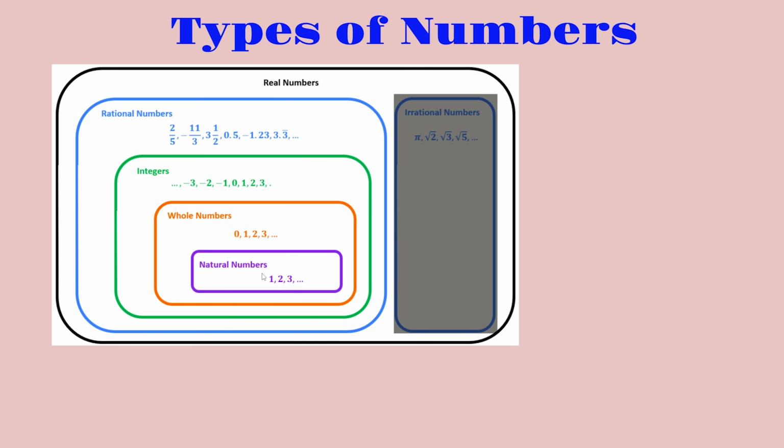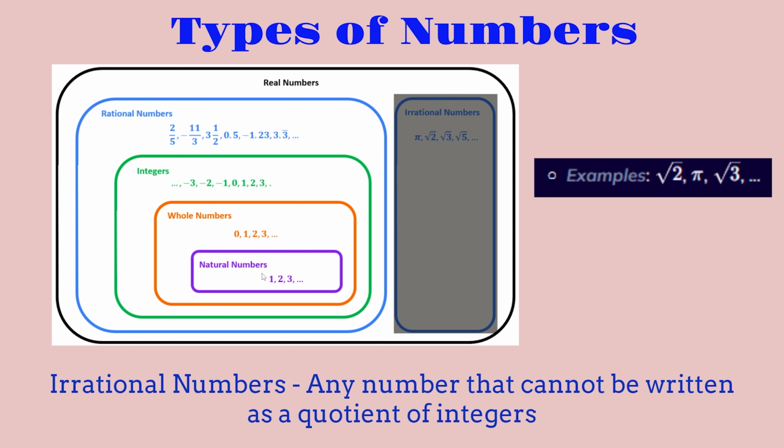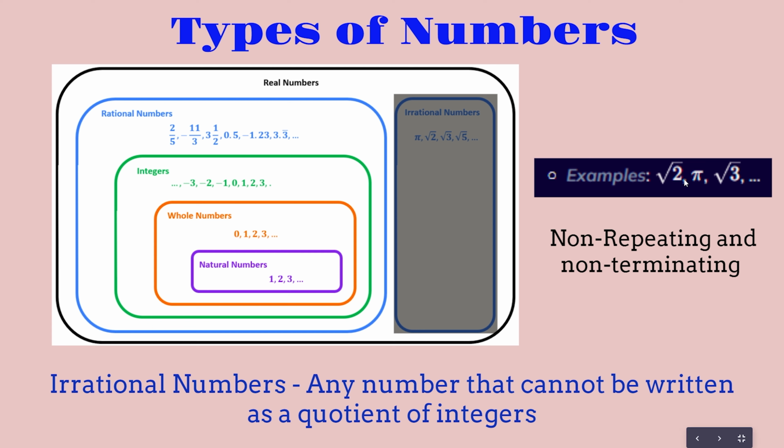Now moving on, there's another box which is called irrational numbers. Irrational numbers are any numbers that cannot be written as a quotient of integers. For example, we have the square root of 2, pi, and the square root of 3. These irrational numbers are non-repeating and non-terminating, which means these numbers just continue going on forever. For example, pi continues going on forever. It's never terminating; it always keeps on going. And it never repeats itself either. It's always different numbers and not in the same pattern. So this is what irrational numbers are: non-repeating and non-terminating numbers.